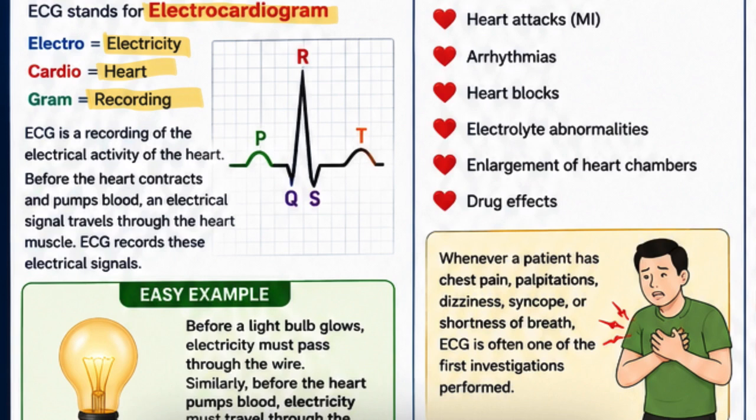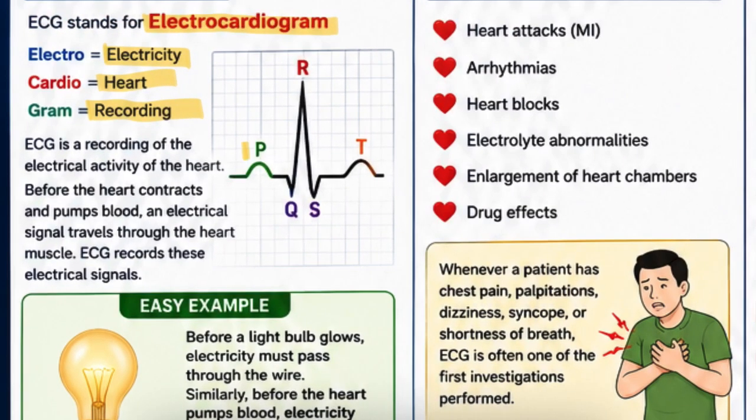Think of the heart as an electrical pump. Before the heart contracts and pumps blood, an electrical signal travels through the heart muscles. You can see here, it will make this type of PQRST waves. Okay, P means atrial depolarization, QRS means ventricular depolarization, T means ventricular repolarization. We will discuss that in depth in our upcoming videos.